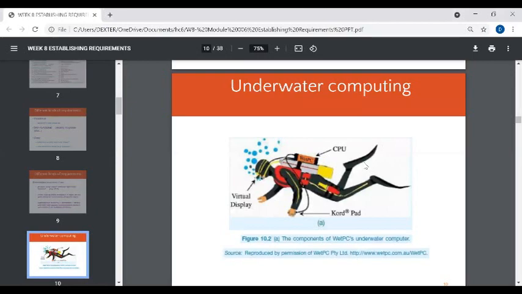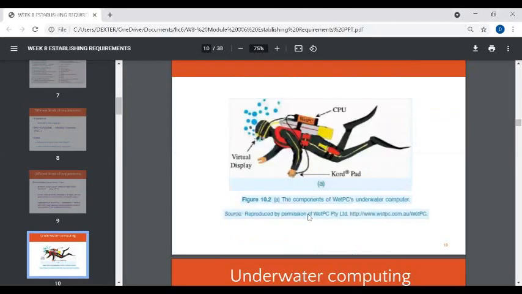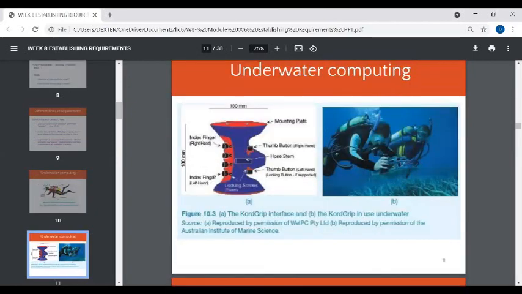Okay, so underwater computing. Developing a computer for divers to take underwater has one major environmental factor. It is surrounded by water. However, the interface presented more challenges than waterproofing to the designer of the wet PC.